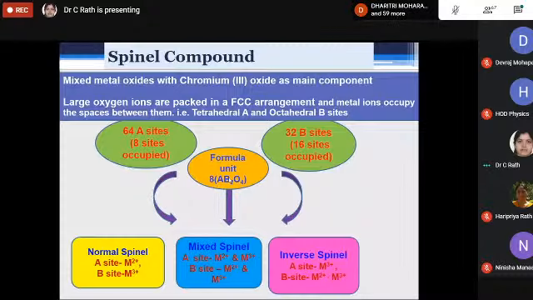If the divalent cation occupies the octahedral site, and the trivalent B is distributed among A and B sites, that is called inverse spinel. That means the divalent cation occupies the B site. In normal spinel, the divalent cation occupies the A site, and that gives rise to normal and inverse spinel. But if there is no strong preference for either divalent or trivalent cations, then it becomes mixed spinel.